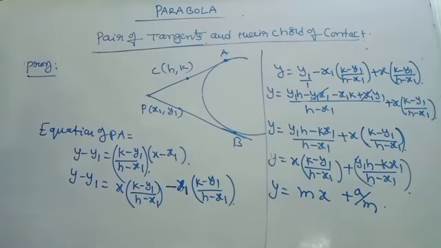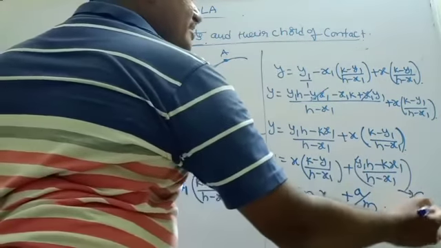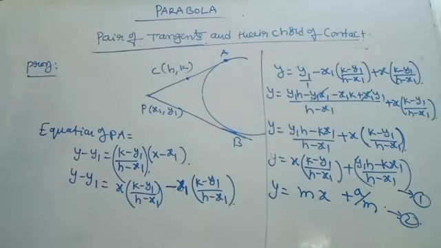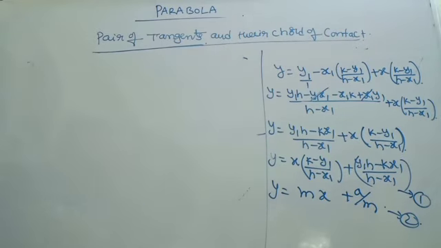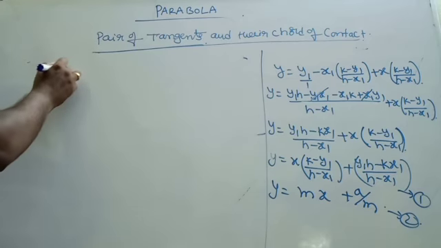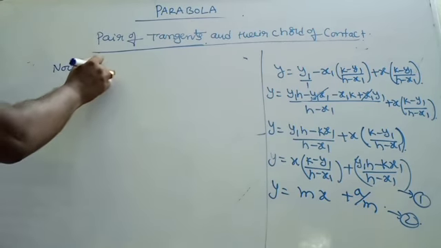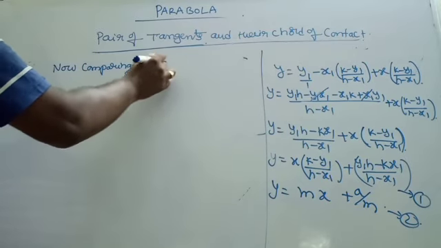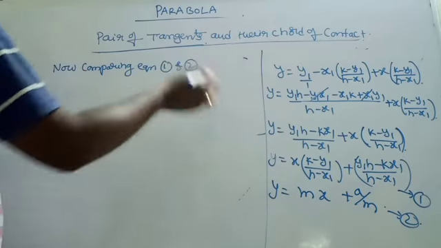Let us call this equation number 1 and this equation number 2. The equation of the tangent in the slope form is y is equal to mx plus a by m. Now comparing equations 1 and 2, what are we going to get?